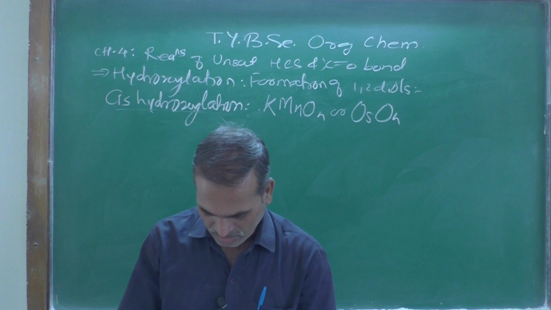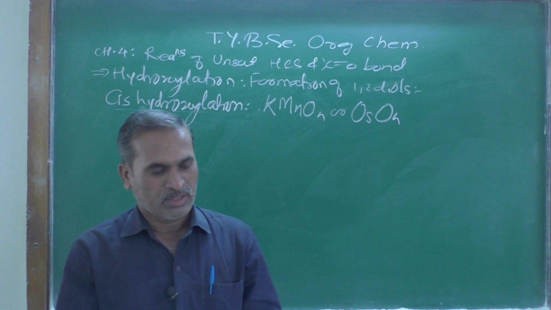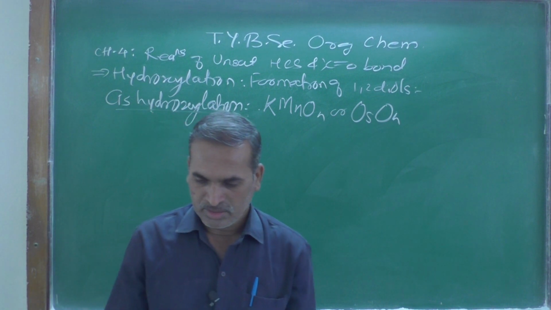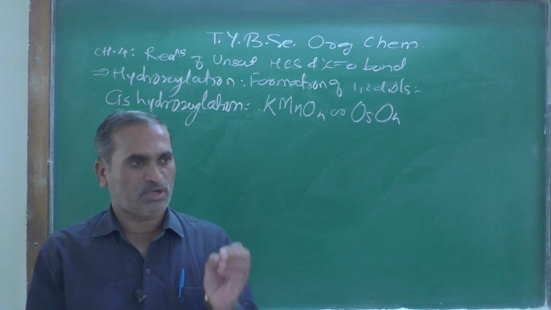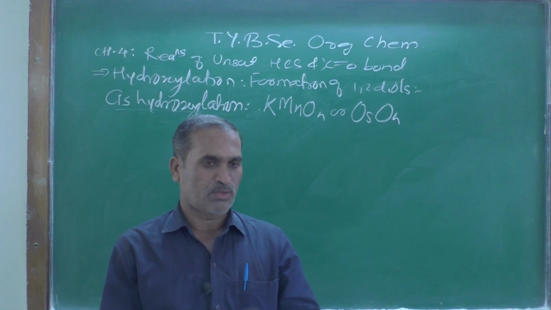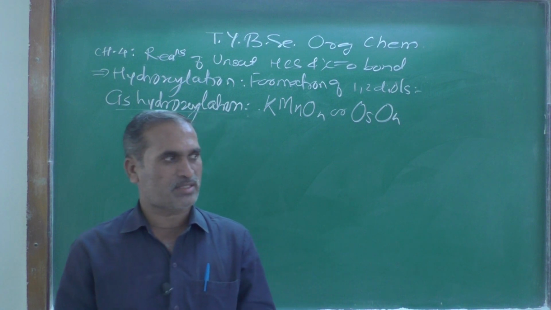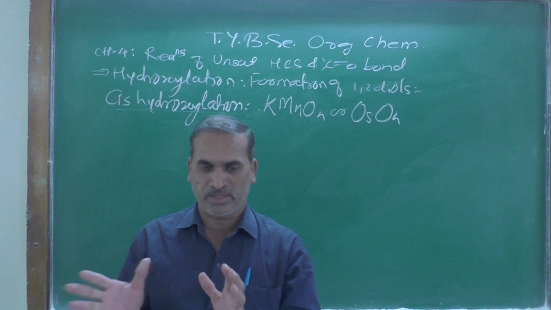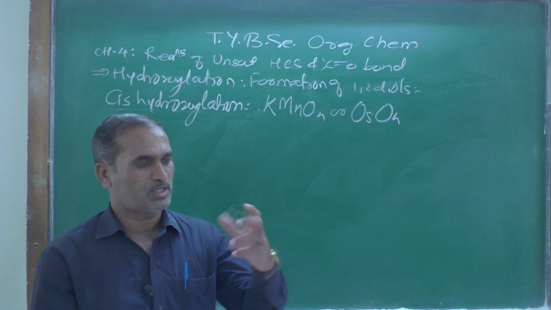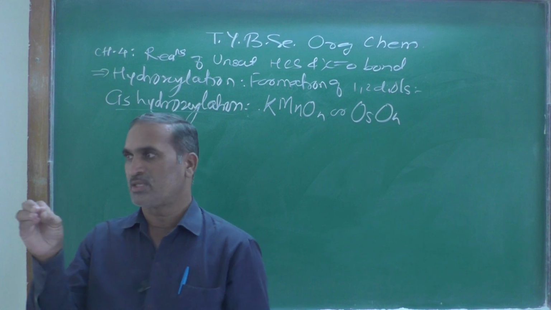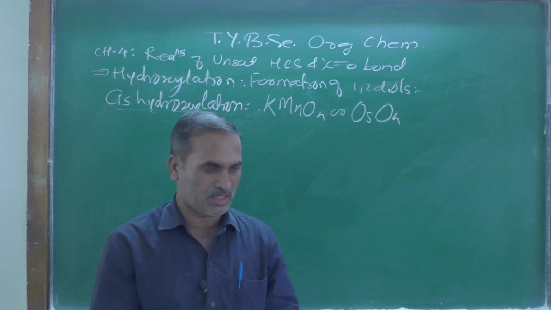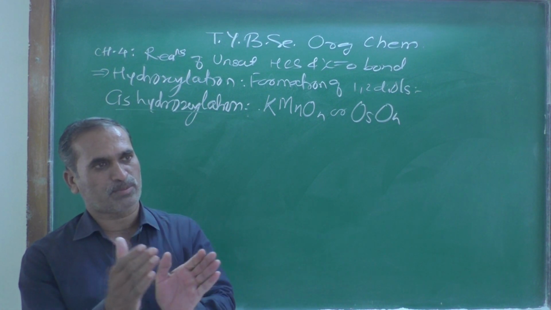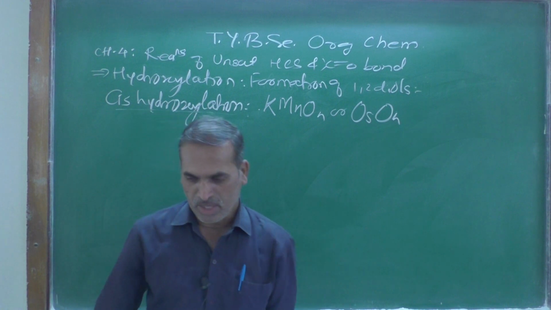What did we discuss yesterday? Yesterday we discussed the addition of hypohalous acid. The reagent used is Cl2 in the presence of water or Br2 in the presence of water. The reagent formed is known as hypohalous acid: if bromine is there, hypobromous acid; if chlorine is there, hypochlorous acid. The reaction takes place according to Markovnikov's rule.